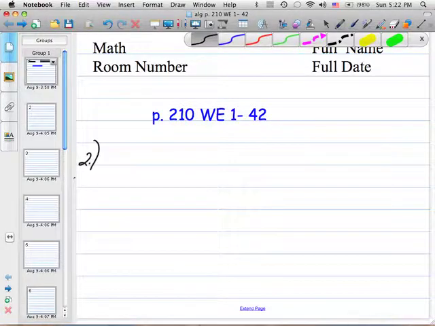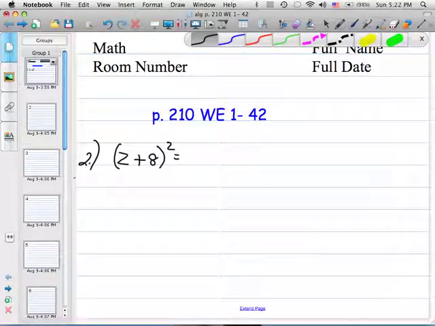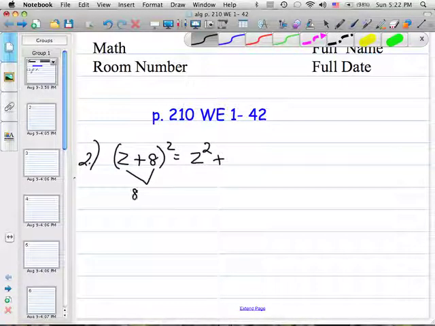Problem number 2. We have a quantity z plus 8 squared. I expect you to learn how to do this, so we're just going immediately to the answer. First term is squared. The middle term is twice the product of these two. That's 8z. So I double that up, and that's 16z. Last term is plus 64.